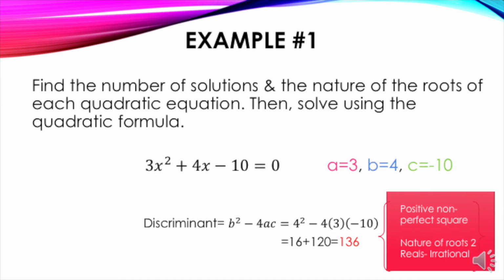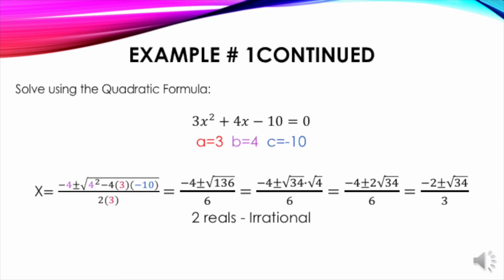Here's our first example. Find the number of solutions and the nature of the roots of each quadratic equation. Then solve using the quadratic formula. Here's our equation. 3x squared plus 4x minus 10 equals 0. Notice the colors. A equals 3, b equals 4, and c equals negative 10. The discriminant is b squared minus 4ac. Our answer is 136. It's a positive non-perfect square. That means that the roots or solutions are two reals and they're irrational.